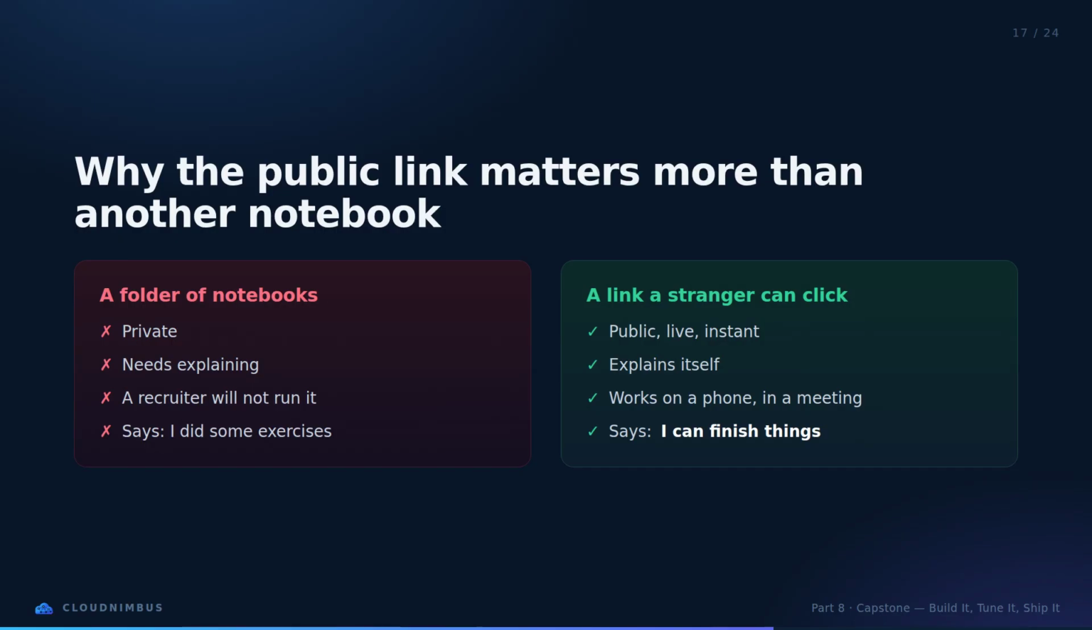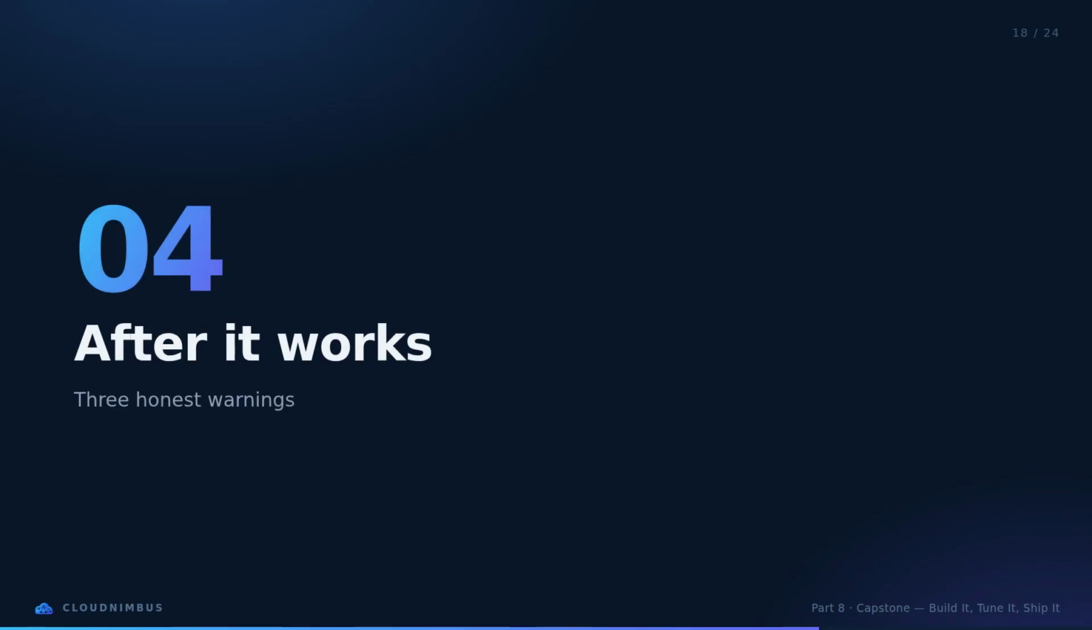That URL goes in your CV, in your portfolio, and in the first line of your next job application. And I want to be clear about why this step matters so much, because it's easy to dismiss as a nice extra. Nearly every beginner portfolio is a folder of notebooks. Notebooks are private, they need explaining, and a recruiter will not run one. A link that a stranger can open and click is a completely different object. It says, "I can finish things." That sentence is worth more than another model in a notebook.